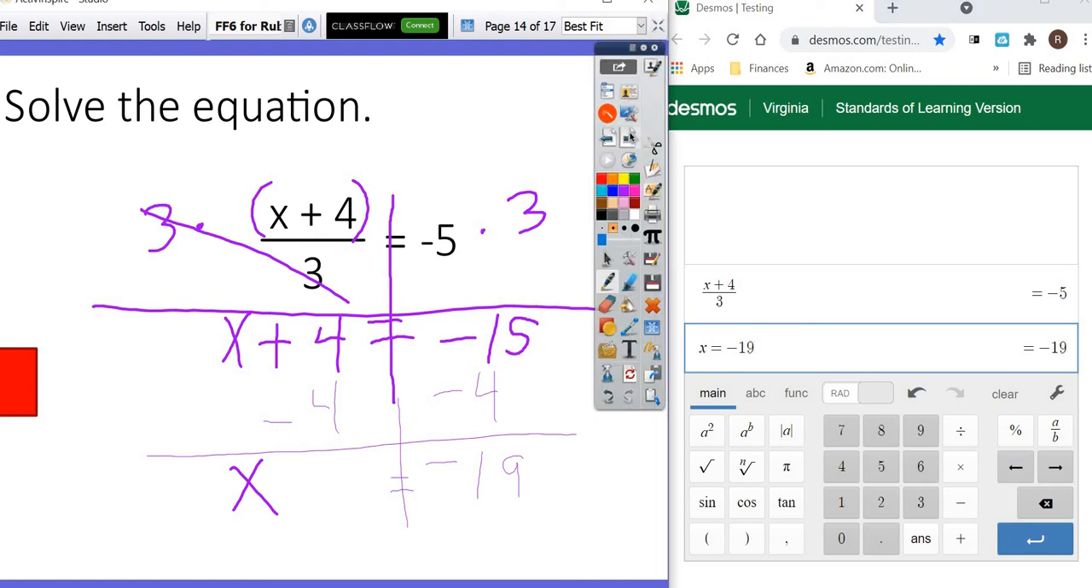Okay? So as long as you're able to solve all of the equations that look like the ones I just showed you, you're going to do great on this test. All right?